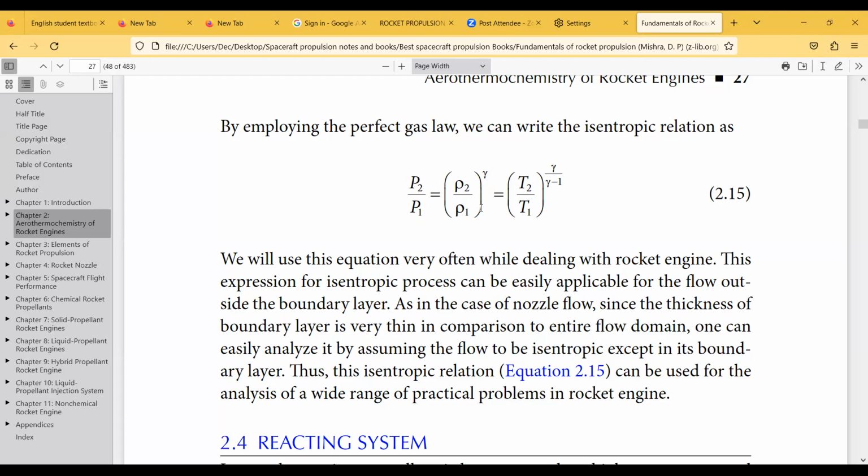Which is equal to temperature 2 over temperature 1 to the power of gamma over gamma minus 1.